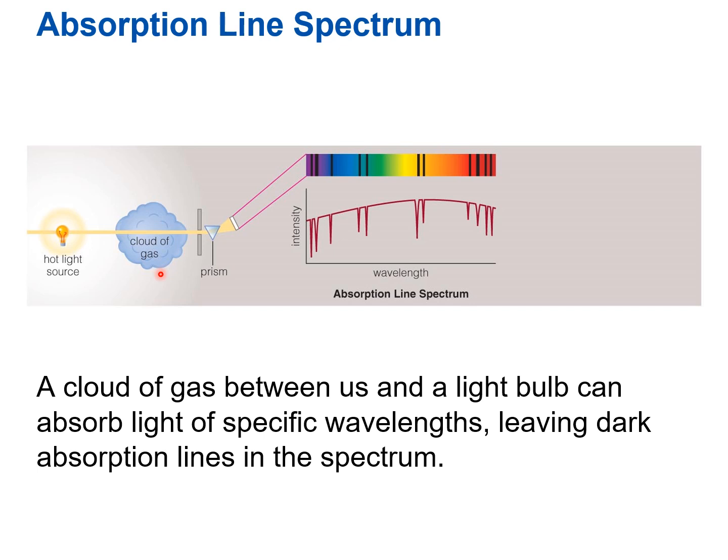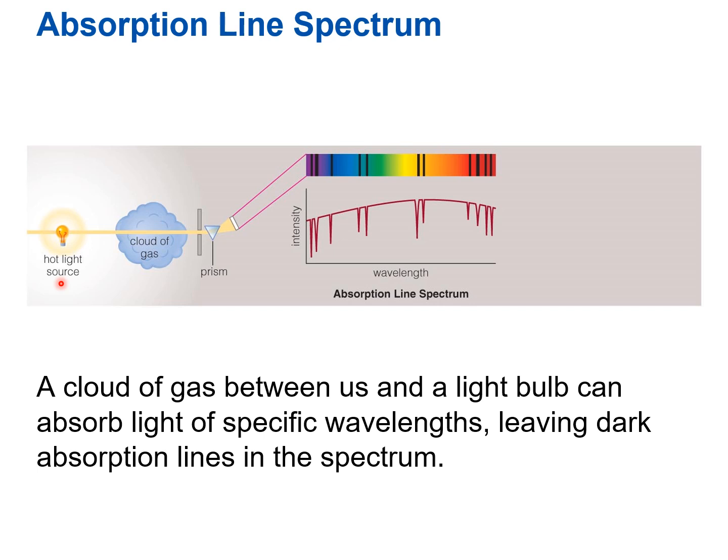A cloud of gas between us, we are the observers, so imagine we are here where the spectrum is being shown. So a cloud of gas between us and a light bulb or a star, something that emits light, can absorb light of specific wavelengths, leaving dark absorption lines in the spectrum. So the idea there is that, remember the hot source of light, the first kind that I showed you, it gives a continuous spectrum.